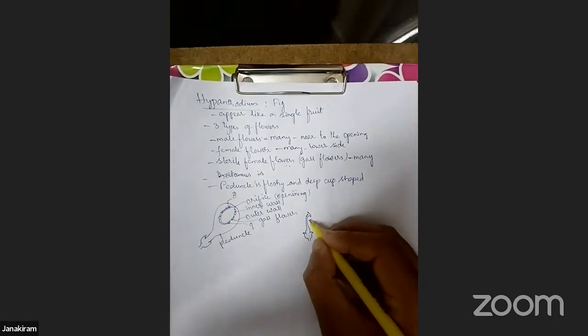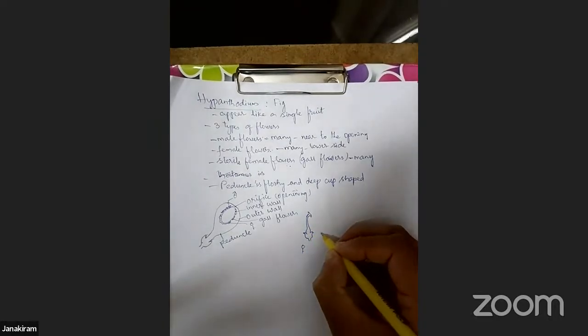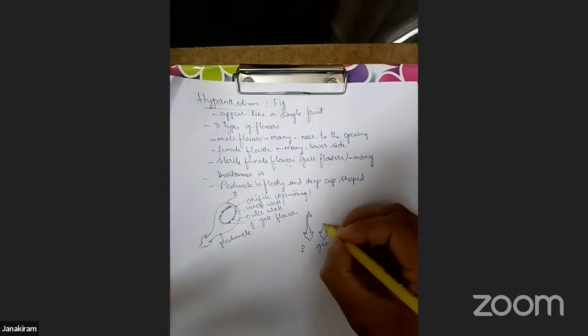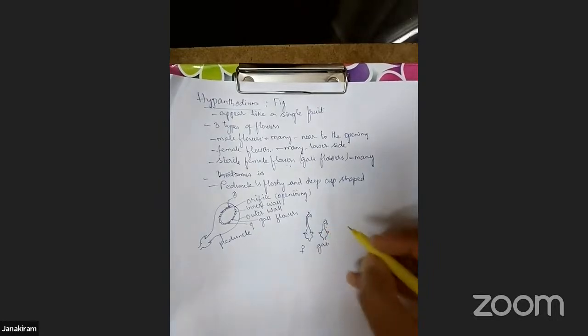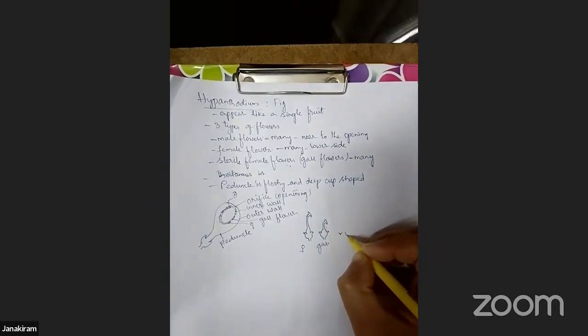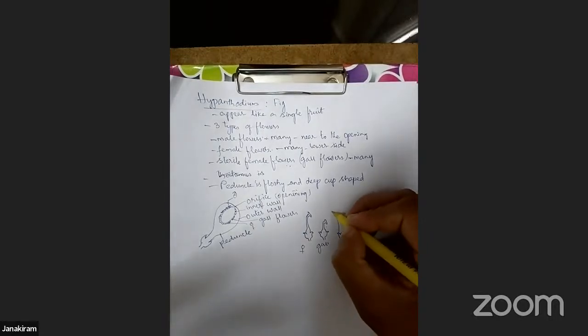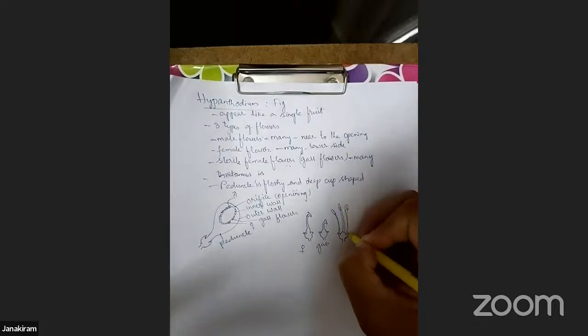So this is a female flower which has only the carpels, whereas the gall flower, here a little reduced structure is present. It has the stigma, and it has the carpel-like structure, but it is reduced one. Whereas in the male flower, they have stamens like this. So this is a male flower.